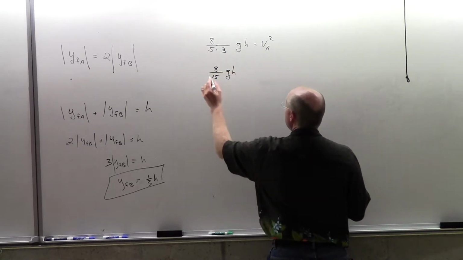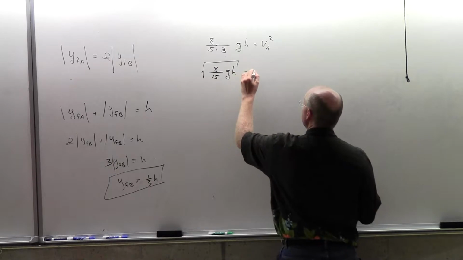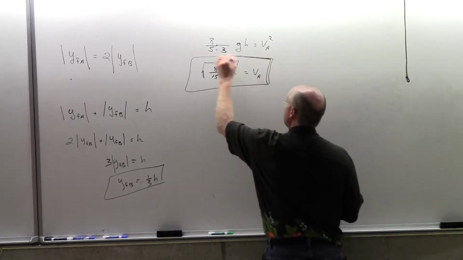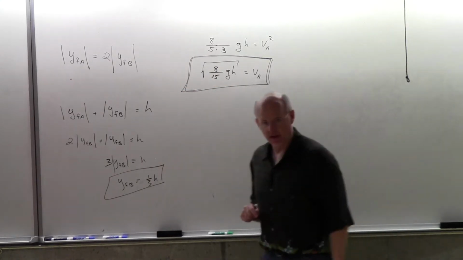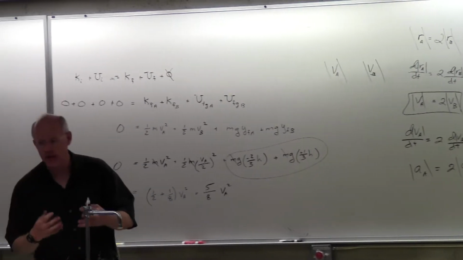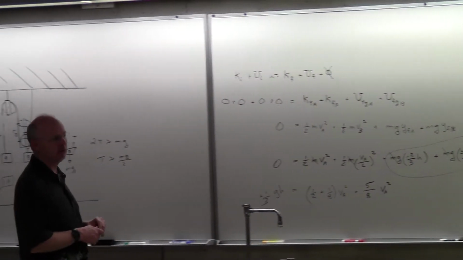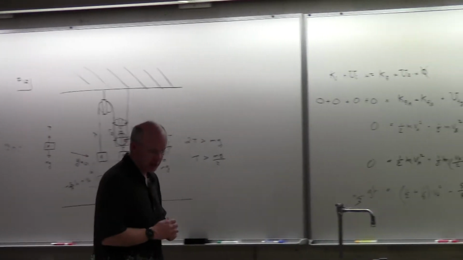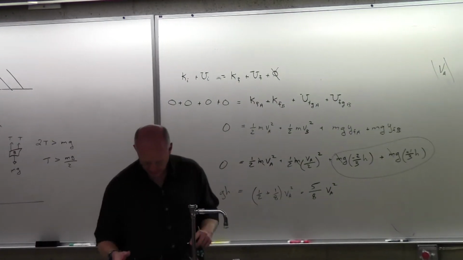G, I could put in 9.8, but since I don't know H, there's probably no real point in doing that. But there's the final answer after all of this, that it's 8/15 times G times whatever H is, and take the square root of that. And so that would be the height there, using my conservation of energy.